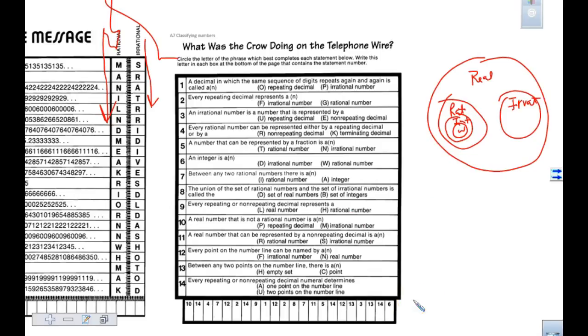So, what was the crow doing on the telephone wire? Someone else want to read it for me? Making a long distance call. I know. And you guys probably don't know much about long distance because your cell phones don't need long distance plans, but if you have a landline, you used to have to call long distance if you were out of that regional area. So you didn't have to worry about that.